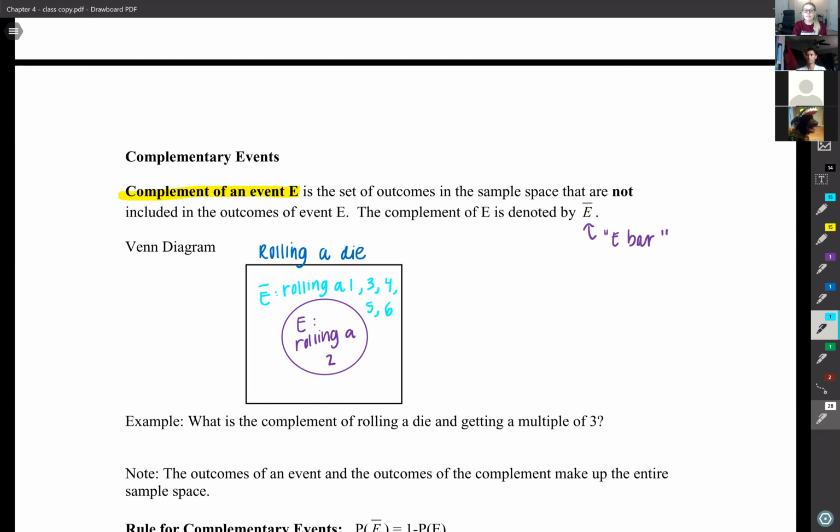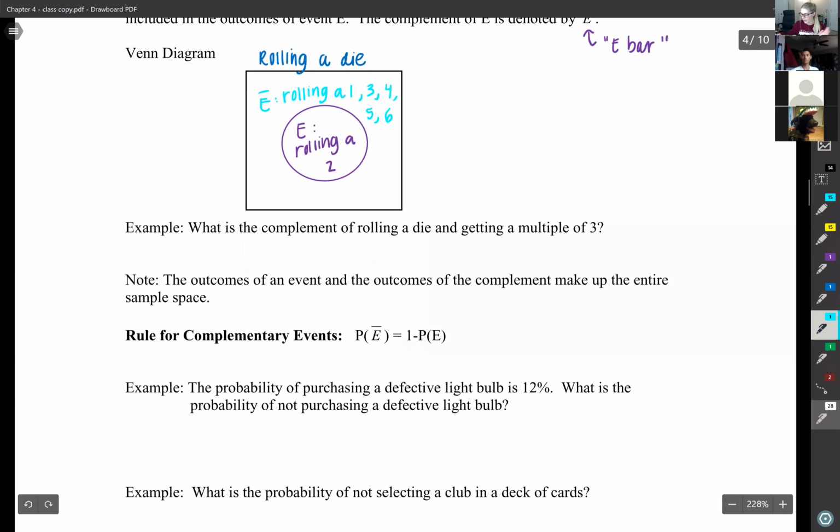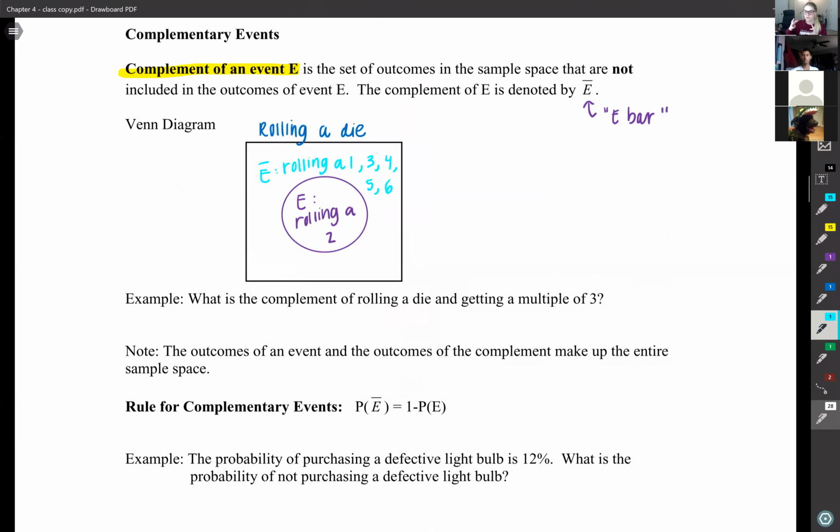You can think of it almost as the opposite in a sense, or just everything that's not E. And the reason it's called the complement is because E and its complement together make up the whole sample space. So that's a little visual of what it means to be a complement of something. And I think we have some examples with using complements.